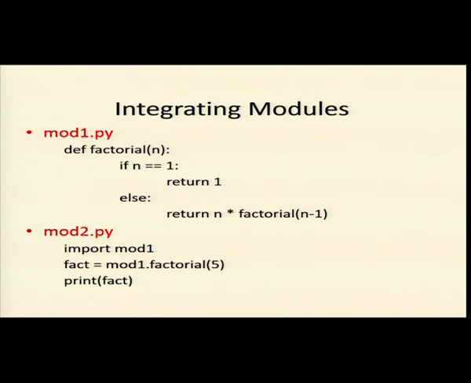Now, let us see how to integrate the modules, and with this we will end our session. For integrating the modules, we have two different modules: module 1.py for calculating the factorial, and module 2.py. If I want to use the module 1 program, I can just import mod 1, and fact equal to mod 1 dot factorial of 5, print fact. When I call mod 1, it will in turn go to the program called mod 1.py, compute, and the computed result will come to mod 1 dot factorial of 5 and be stored in the variable called fact, and that will be printed.